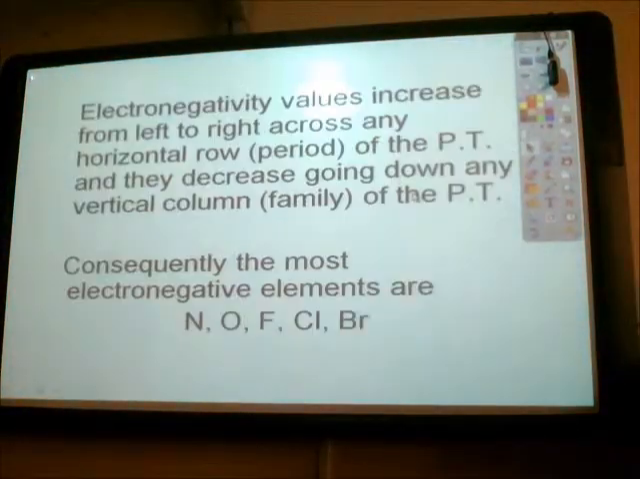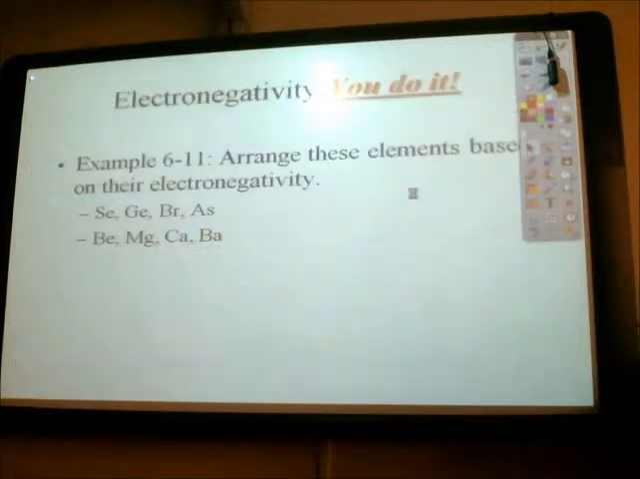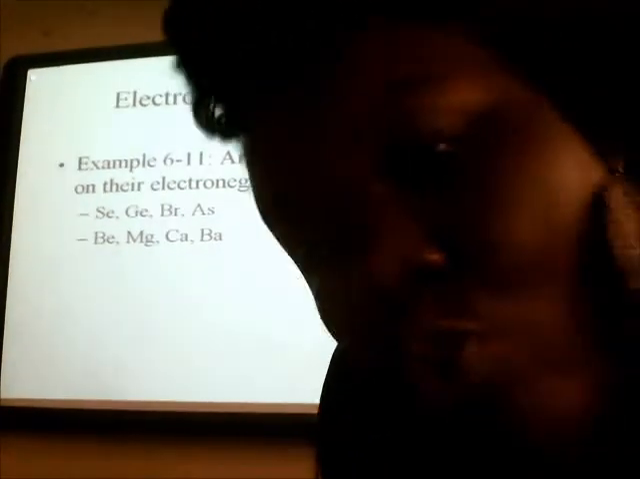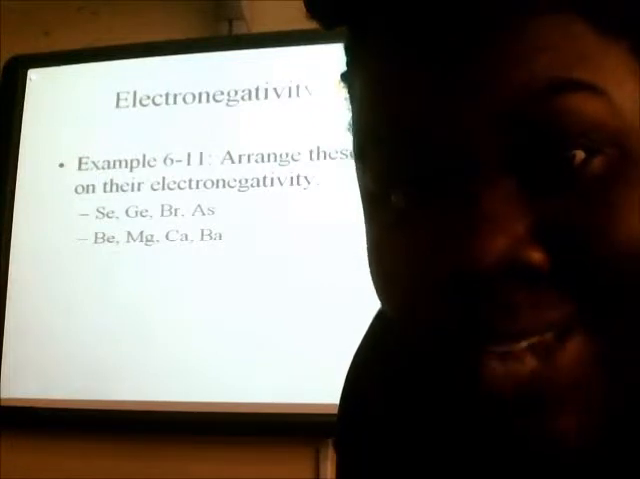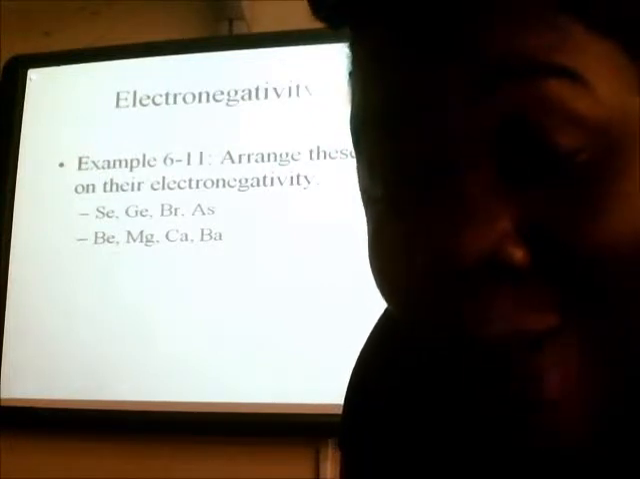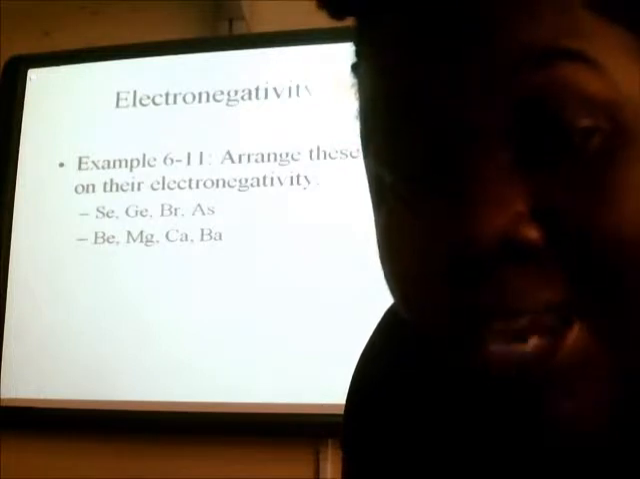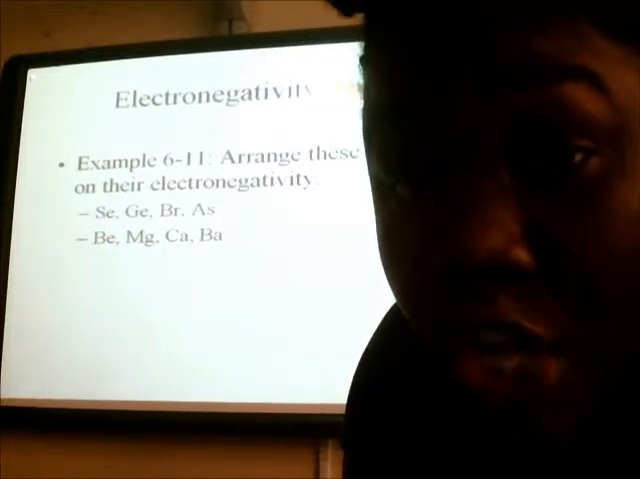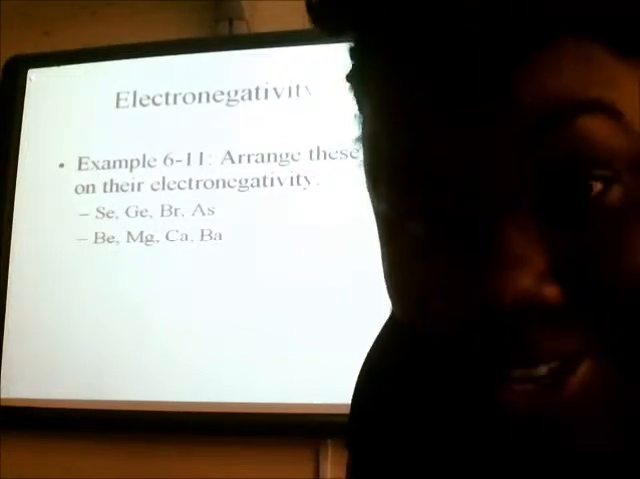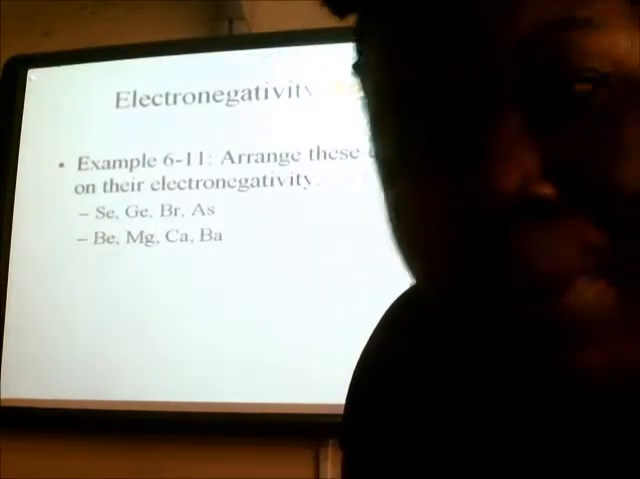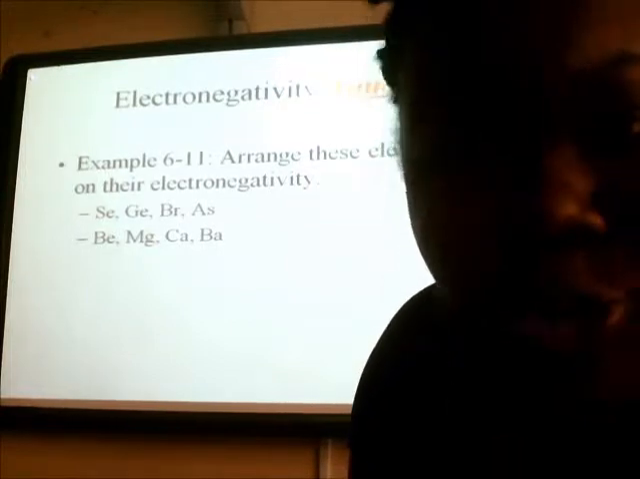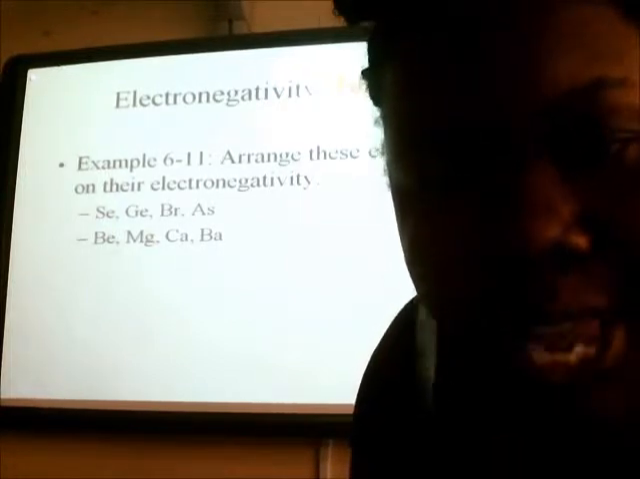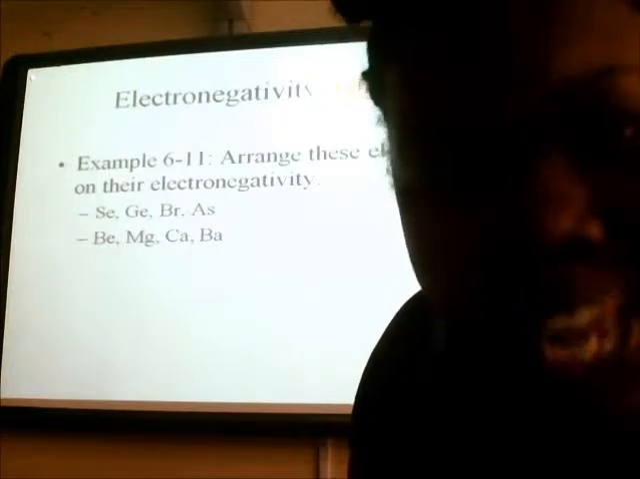Now it's time for you to do it. Here we go. I got two examples. Can you see them? You got row 1 and you got row 2. Row 1, I want it in order of electronegativity from largest to smallest. Row 2 is going to be largest to smallest as well. Pause the video and do it. I'm going to be back at you in a moment with the answers. Here we go. And we're back.